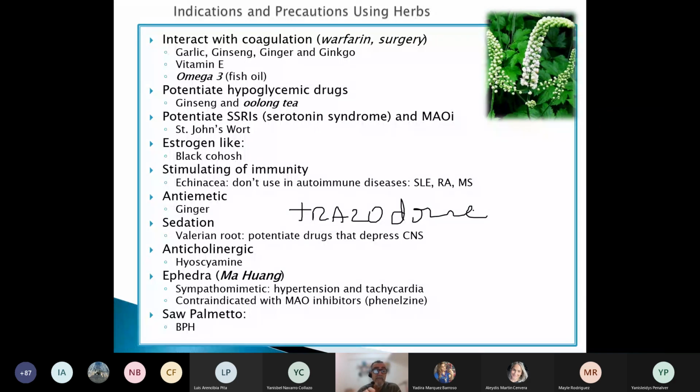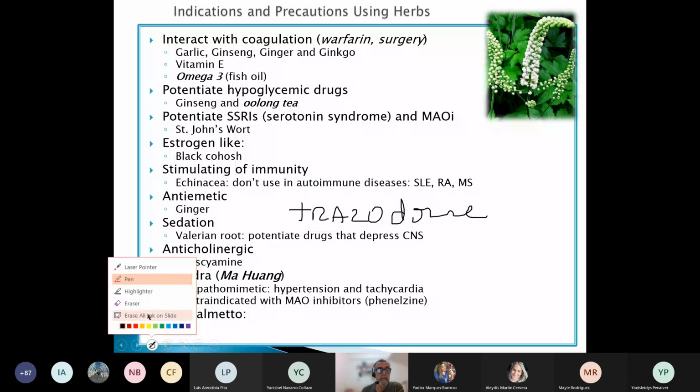But then people like these kind of herbals, and then they take valerian root together with trazodone, and then they can sleep too much. They can have a more than expected sedation. I saw this question, the interaction between trazodone and valerian root.